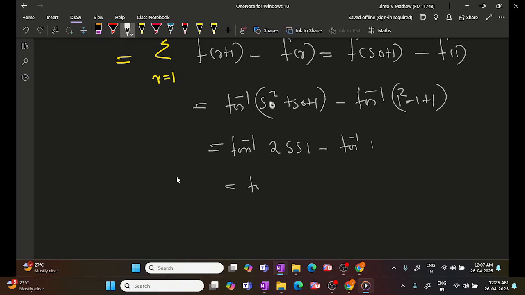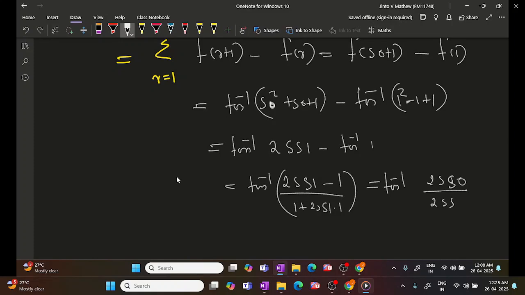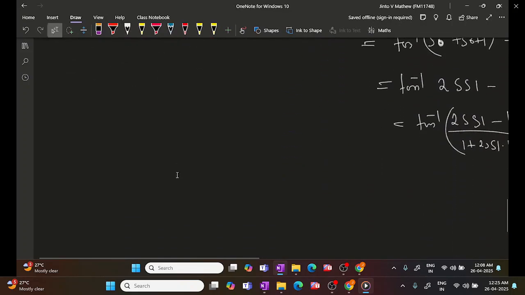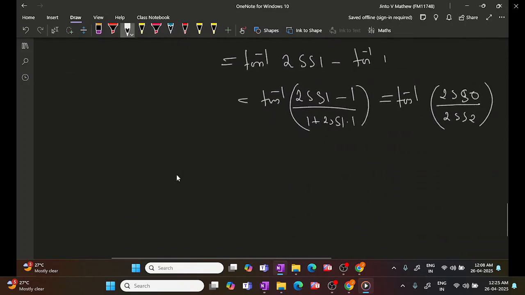If we apply again tan inverse x minus tan inverse y, it is going to be tan inverse 2551 minus 1 divided by 1 plus 2551 into 1. So on simplification, we get tan inverse 2550 divided by 2552. So we have calculated our S. So we got the value of S.